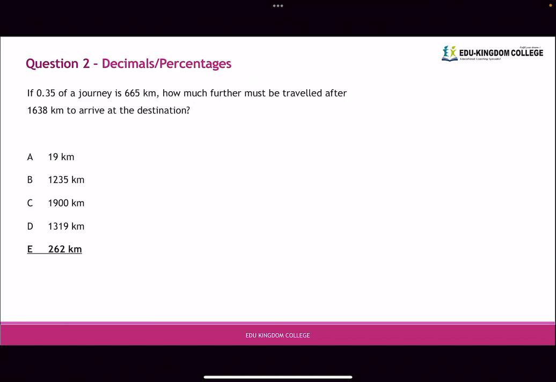Now question 2 is decimals slash percentages. So 0.35 or 35% of a journey is 665 kilometers. 35% is pretty close to a third, so we're just going to multiply it by 3. When we're trying to save time, unless we want it exact, and our answers are very close to each other, which in this case they're not, we can make general estimates, and it's usually quite safe and very time-saving to just choose the closest answer.